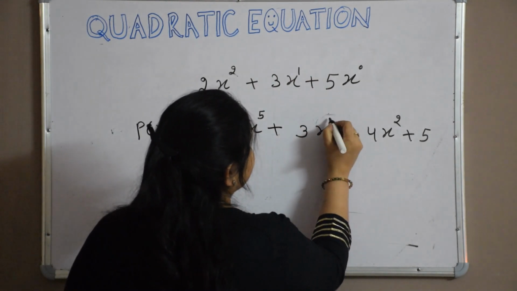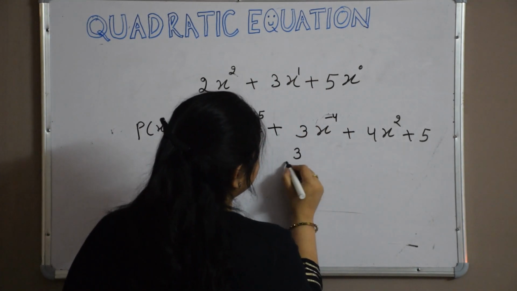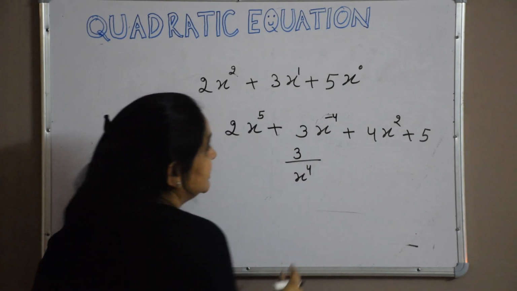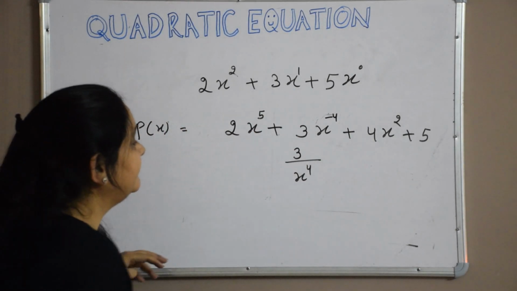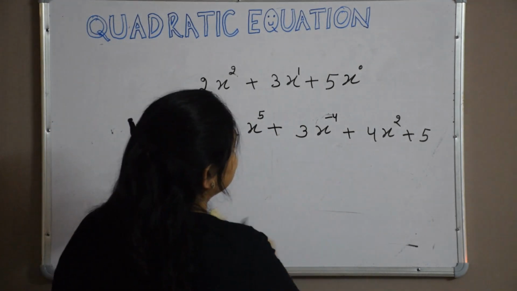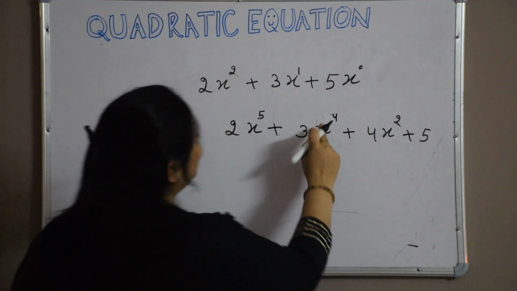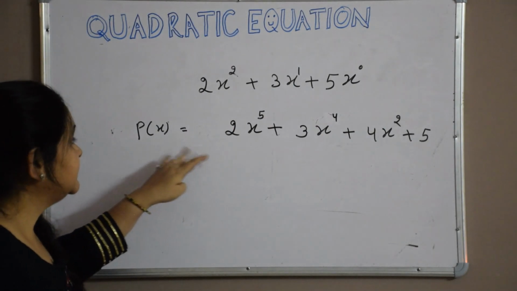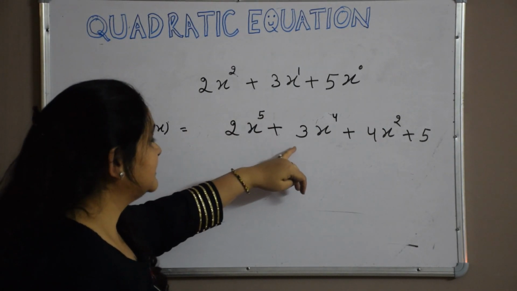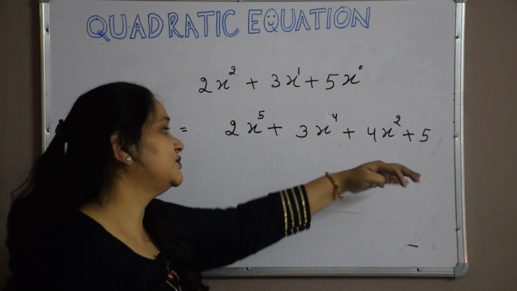Otherwise, if it is minus 4, it becomes 3x raised to power 4 in the denominator, so we can't divide with the variables. Our variable exponent should be positive. Now I have made it positive. So now we have p(x) is equal to 2x raised to power 5 plus 3x raised to power 4 plus 4x square plus 5.